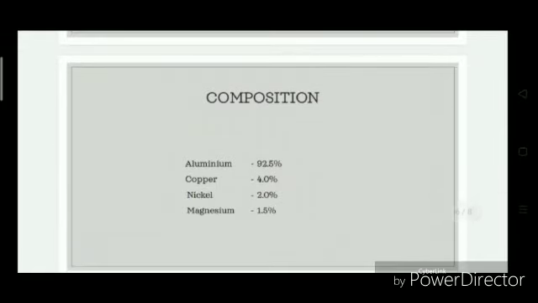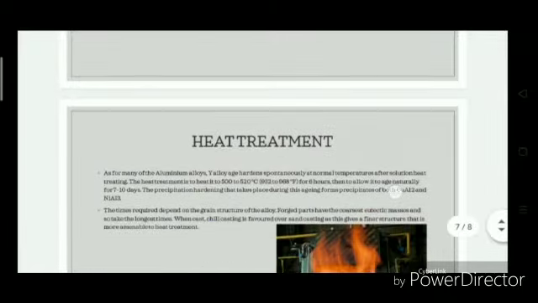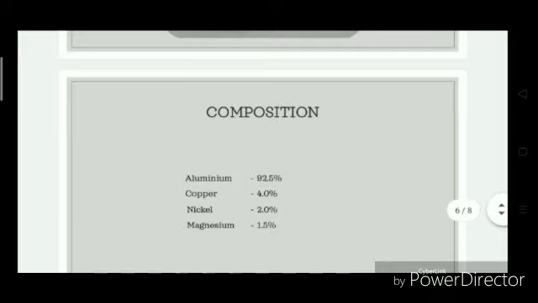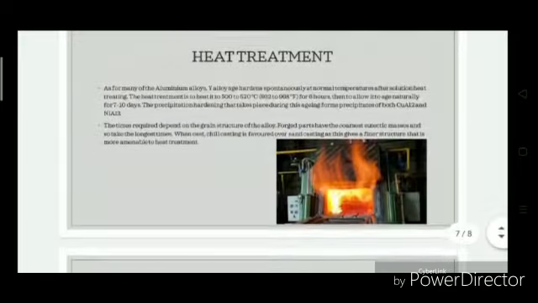Now coming to the composition. Aluminium is the major proportion, 92.5%, copper 4.0%, nickel 2.0%, and magnesium 1.5%. We can see that the strength criteria is divided among these materials.